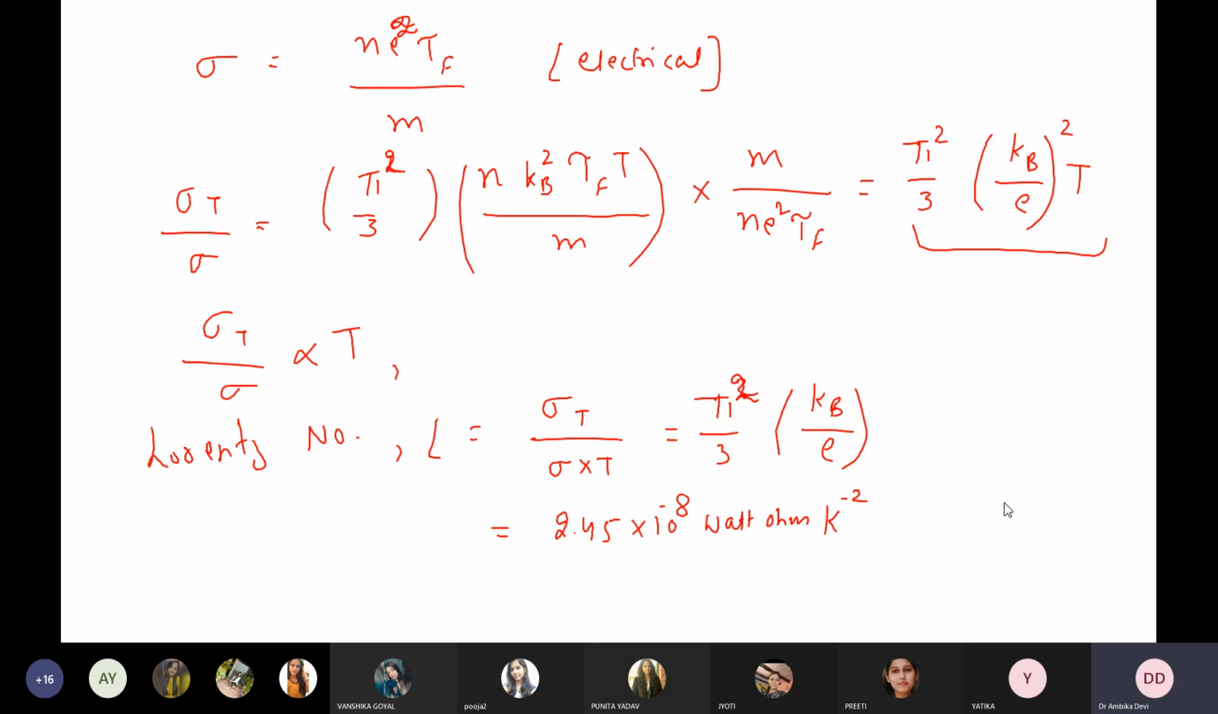And you want to ask something? Yes, ma'am. This is kb by E whole square, right? Yeah. kb divided by E. kb is the Boltzmann constant. E is the electronic charge. It's whole square.